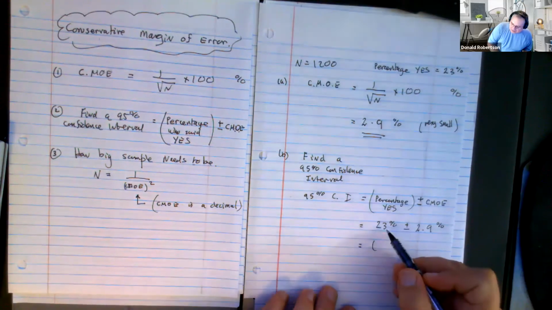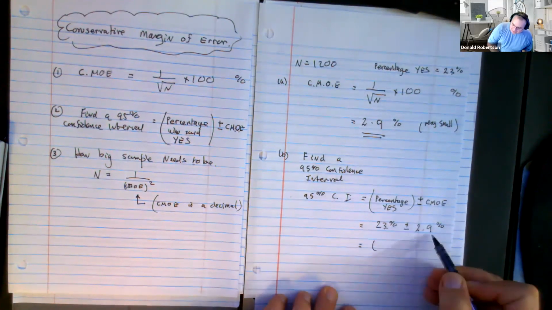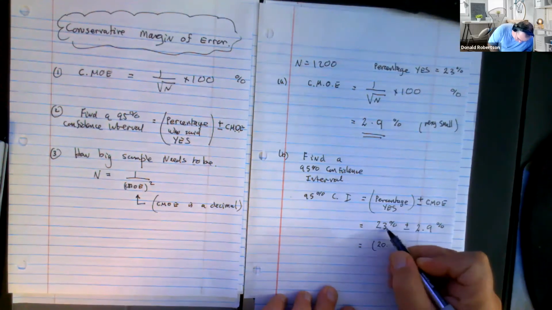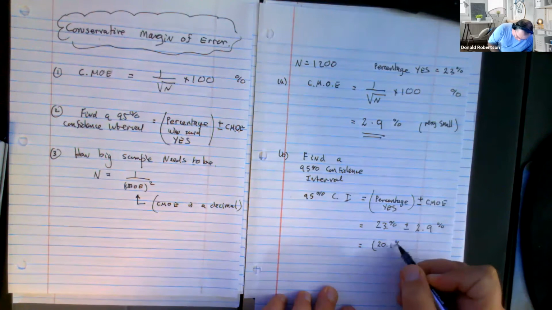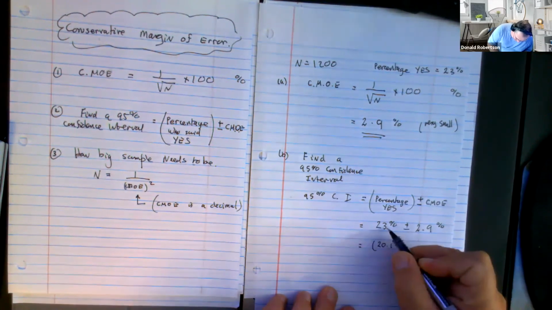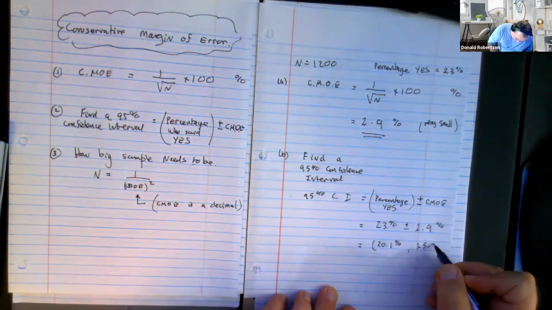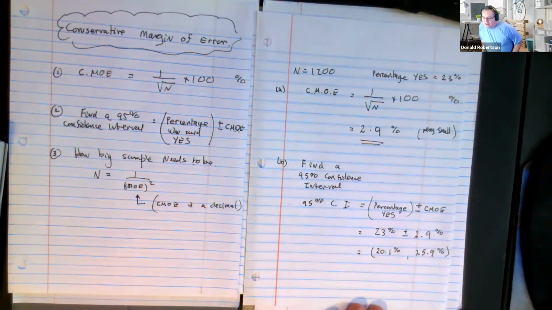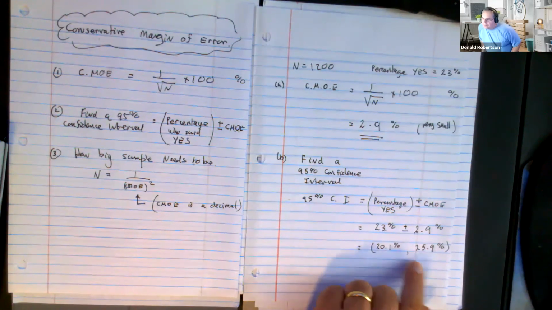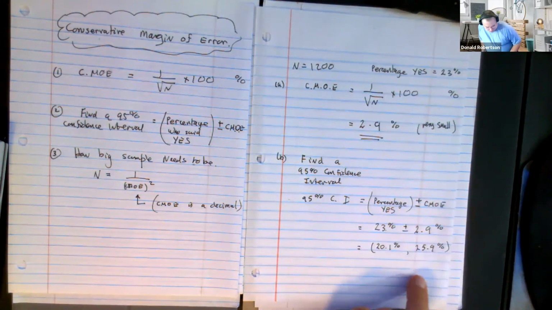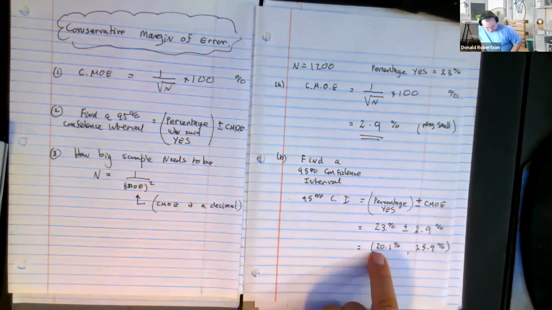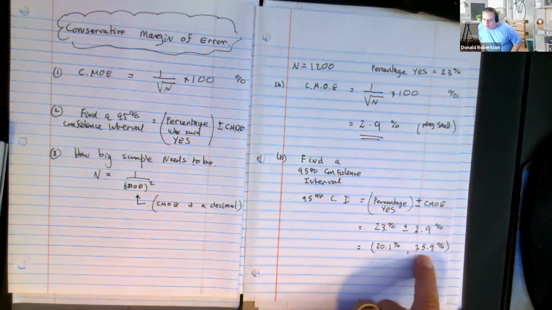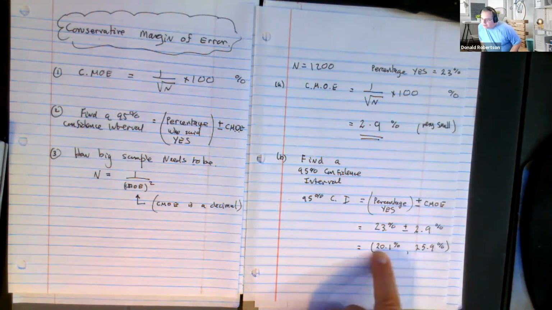So this 23 plus or minus 2.9%, 23 take away 2.9 is 20.1%. And if you add it, you get 25.9%. Do you get a better feel now for how accurate my prediction is based on this sample? We would say that we are 95% sure the percentage of all Americans who've been to Scotland is somewhere roughly, what, 20 to 26%, if you look at this.